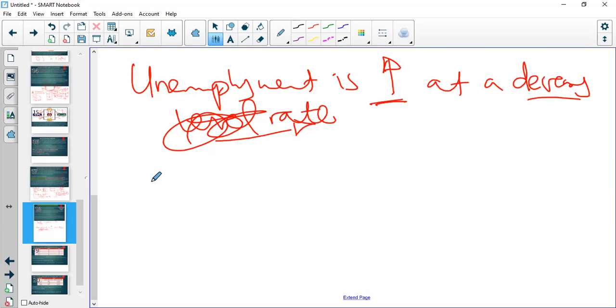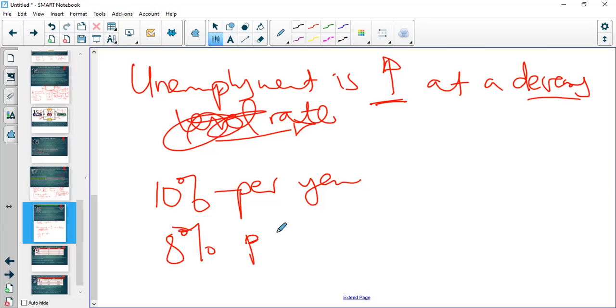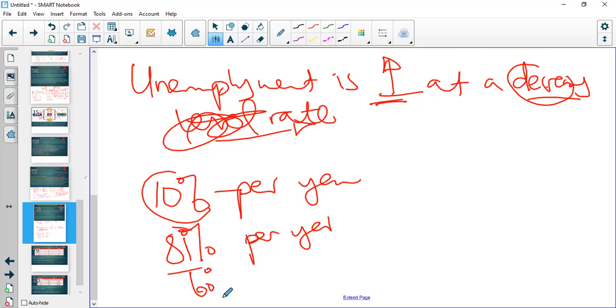So basically, that means something might have been increasing at 10% per year. It has been increasing by 10% per year, but this year it's increasing at 8% per year. So yes, it's still increasing, but the rate of increase has decreased. It's still increasing, right? But at a decreasing rate. It's going to be 8% increase, 6% increase. So it's increasing at a decreasing rate.